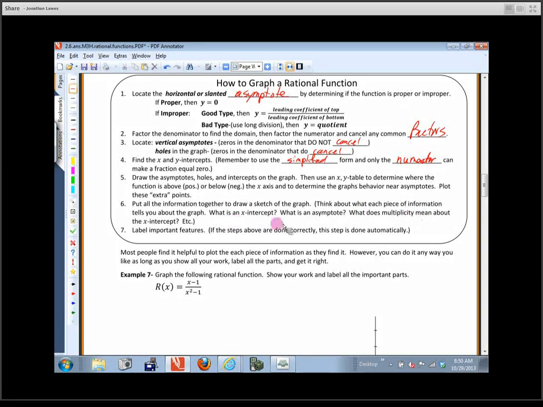Think about what each piece of information means and tells you about the graph. What is an x-intercept? That's where it hits the x-axis, right? What is an asymptote? That's a line that helps us make the shape of the graph. It approaches that, depending on whether it's vertical or horizontal. What does multiplicity mean about an x-intercept? And stuff like that. And then label the important features on the graph. Now, if you do this other stuff right, step number 7 is kind of done for you. You just kind of want to double check things and put the pieces together. Any questions?